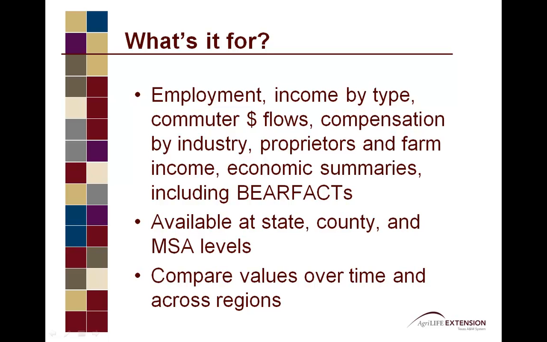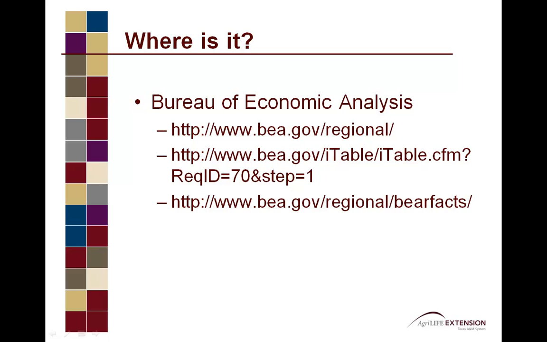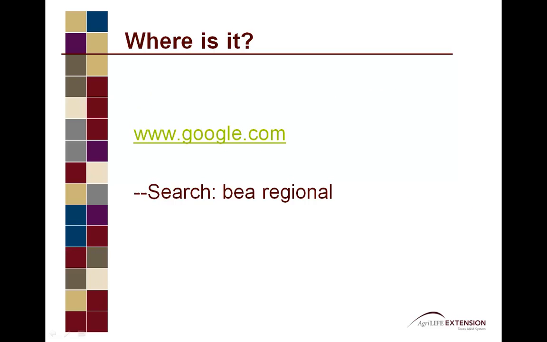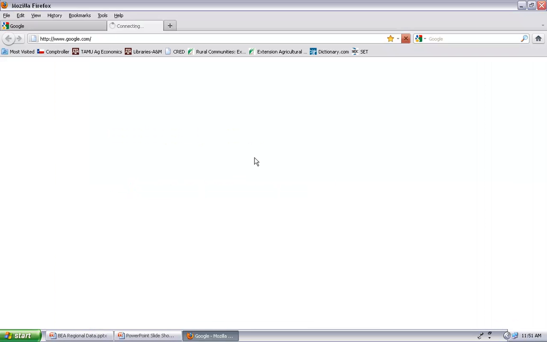BEA's website allows you to easily compare values over time and across regions. So where is the data? The Bureau of Economic Analysis provides several ways to access the information you're looking for on regional economic accounts. The first web address on the screen takes you directly to the regional web page. The second address takes you to the data for regional accounts. And the third address takes you to bare facts. Or you can Google BEA Regional.